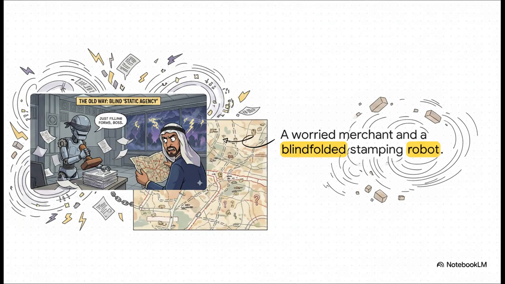The thing is, the old way of doing things is just failing businesses left and right. Imagine a worried merchant trying to decipher a completely chaotic map, relying on a blindfolded robot that's just blindly stamping paperwork. That perfectly captures the danger of relying on static, traditional agencies. They're essentially blind. They just fill out the forms you ask for without any strategic foresight whatsoever, leaving you to figure out the actual map of global finance entirely on your own.